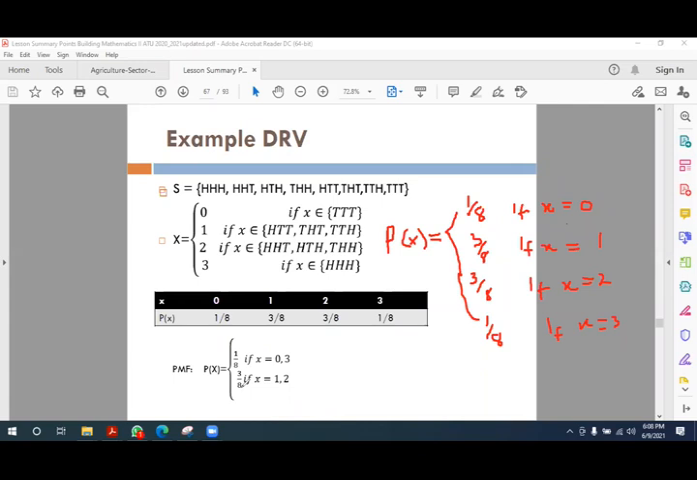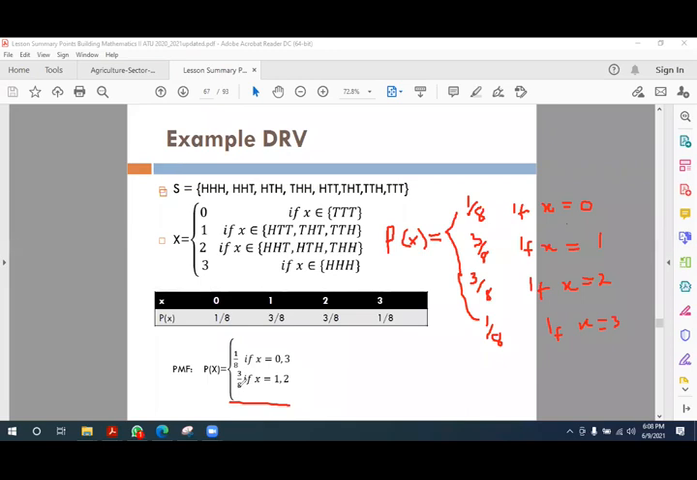Okay, so we rewrite it in this form. So we say that the probability is 1 over 8 if X is 0, and it's also 1 over 8 if X is 3. And then here also we write the probability is 3 over 8 if X is 1 or 2. So meaning if X is 1, probability is 3 over 8. Or if X is 2, probability is 3 over 8. That is what we are saying here.